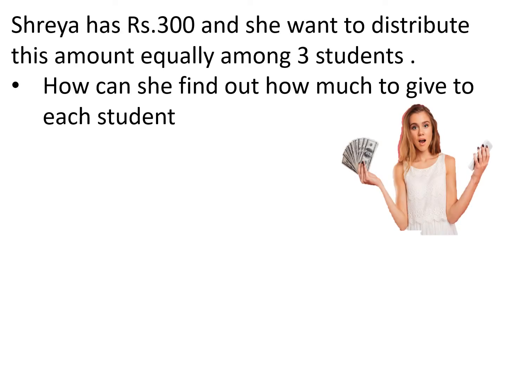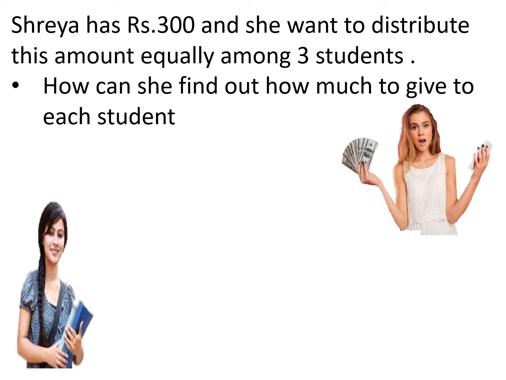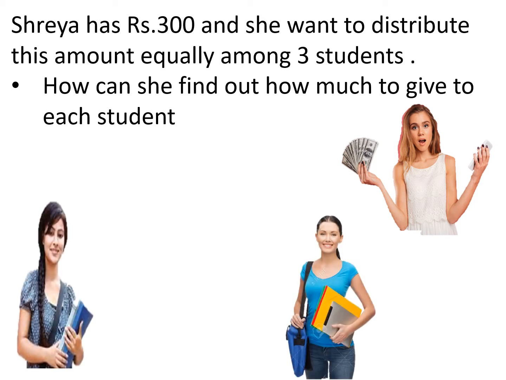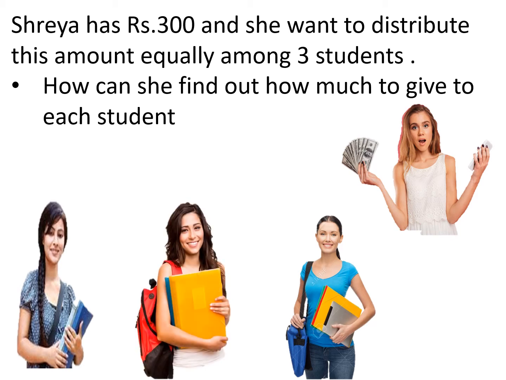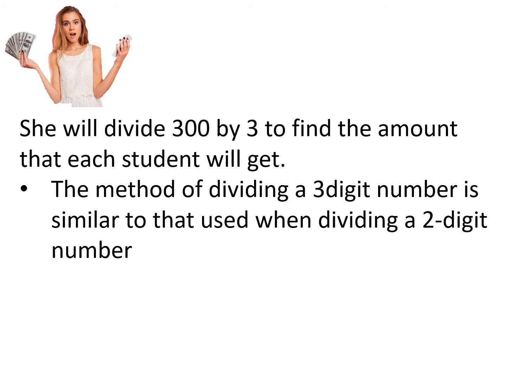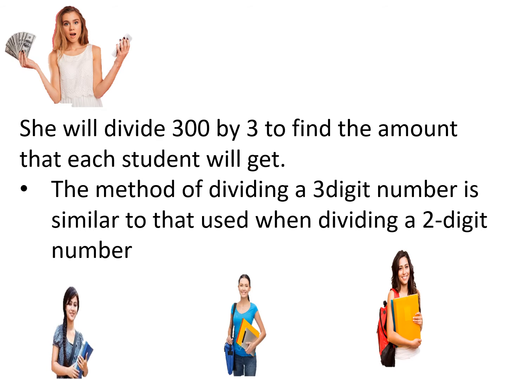Shreya has rupees 300 and she wants to distribute this amount equally among 3 students. How can she find out how much to give to each student? She will divide 300 by 3 to find the amount that each student will get. The method of dividing a three-digit number is similar to that used when dividing a two-digit number.